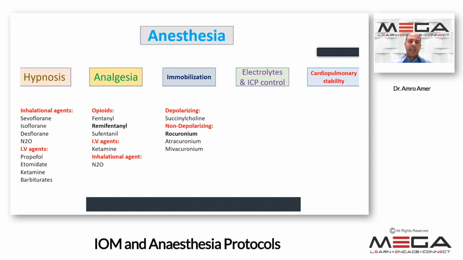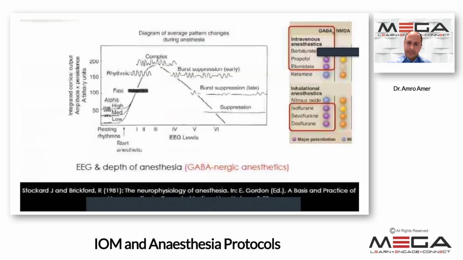So usually hypnosis, analgesia, immobilization, muscle relaxant, electrolyte, cardiopulmonary stability, and different drugs. These are some of the common drugs we use in the OR. I'll go through this quickly. Mainly all of them are GABAergic: the halogens, isoflurane, and this intravenous one.